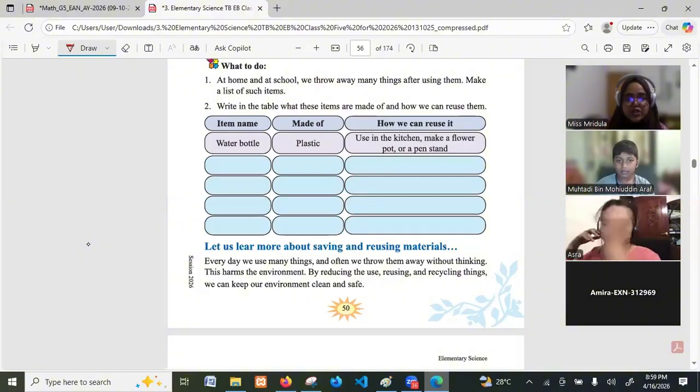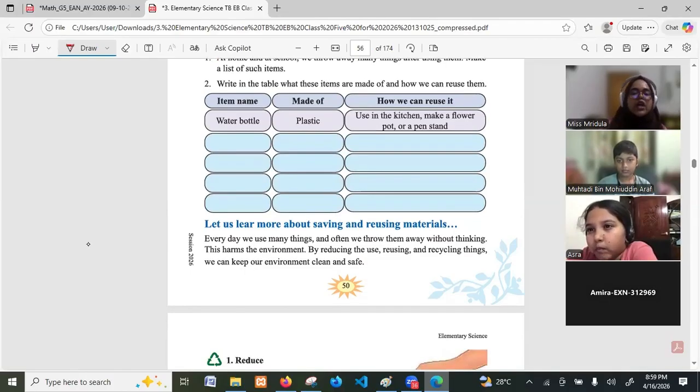So as they have said, a water bottle made of plastic. How can we use it? We can use it in the kitchen, make a flower pot or a pen stand. Yeah, we can make those. What other things do we throw away? Plastic spoons, forks. Okay, let's write one-time utensils.